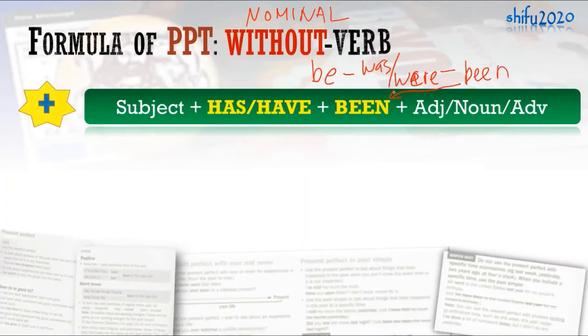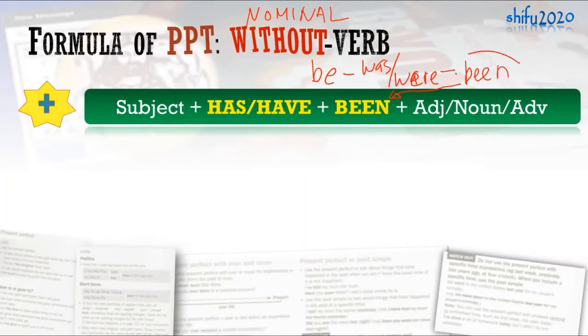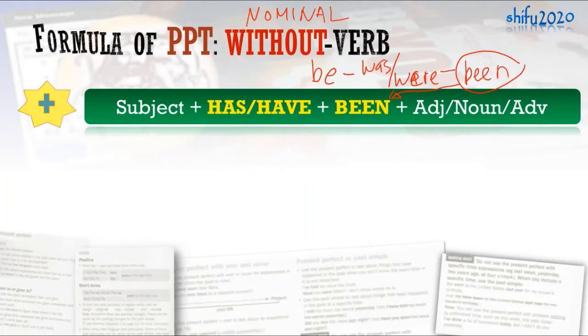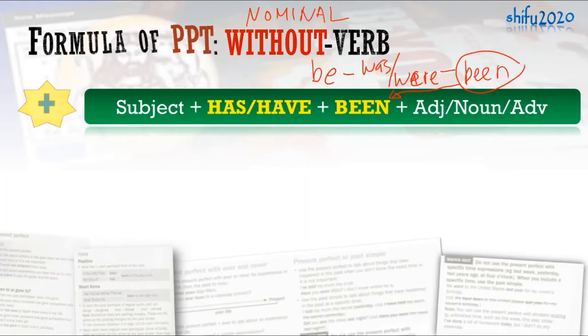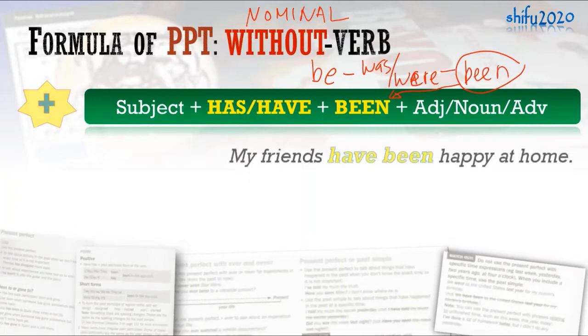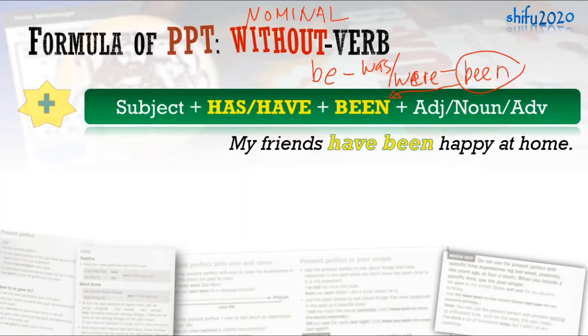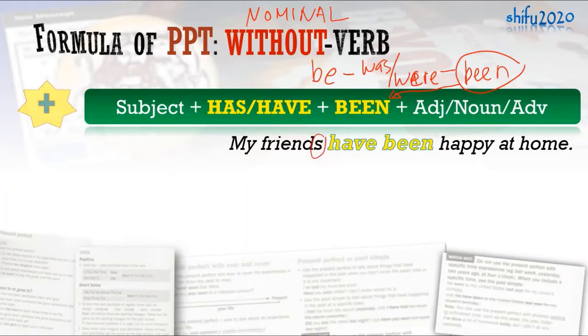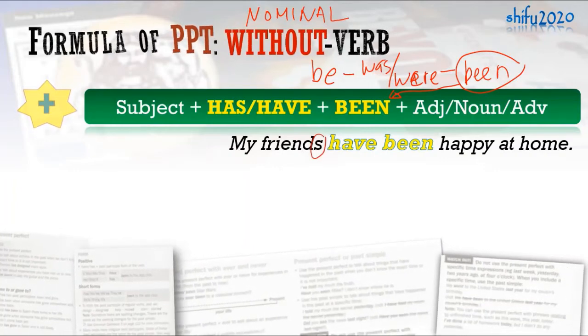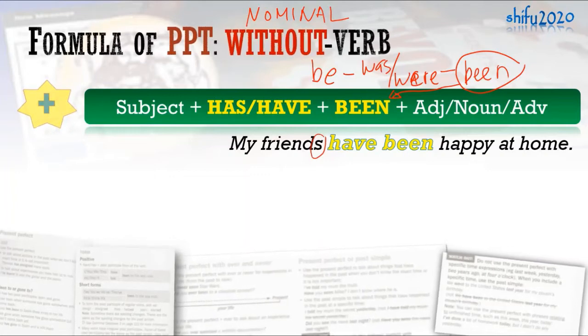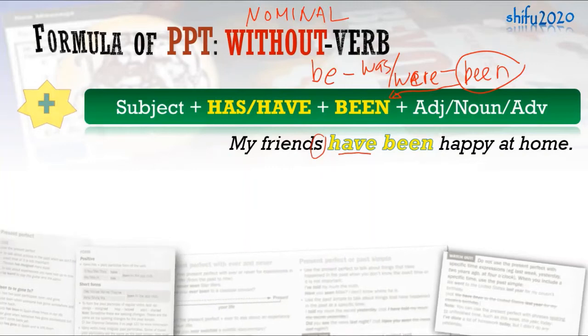So here we go. Okay, use the verb 3, been, and then follow with the adjective, the noun, and the adverb of place or adverb of time. Now let's see. My friends, here friends you have s, it means more than one, plural noun. Ada banyak temannya, teman-teman saya. My friends have been happy at home, so use have ya, jangan has.